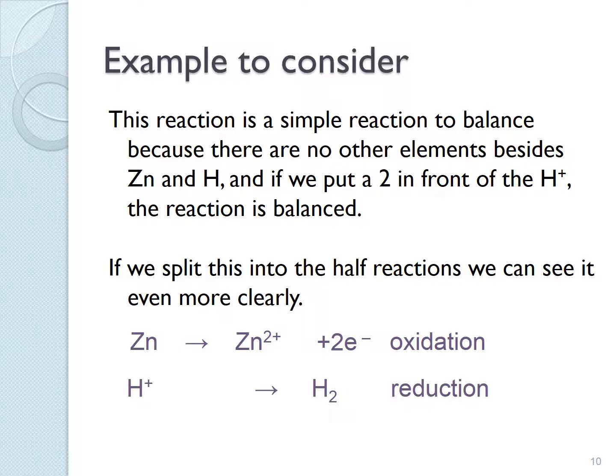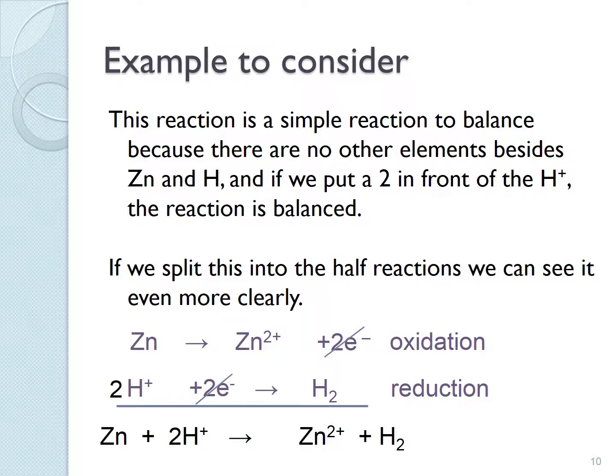Hydrogen, H plus, goes to H2. That's reduction. The first thing we have to do is balance the equation by putting a 2 in front of the hydrogen. And now, in order to balance the charges, we have 0 on the right and +2 on the left. We have to add 2 electrons to the left-hand side. Now we can add these back together. The number of electrons are the same: in the oxidation we're losing 2 electrons, and we're gaining 2 electrons, so we can cancel those out, and here we have our overall balanced equation.